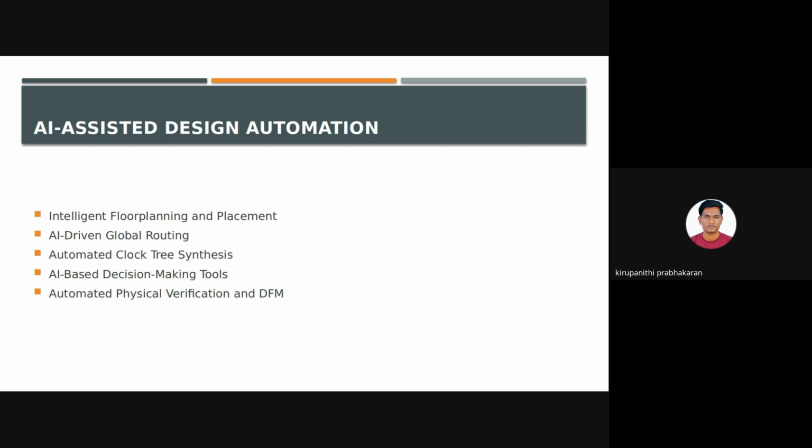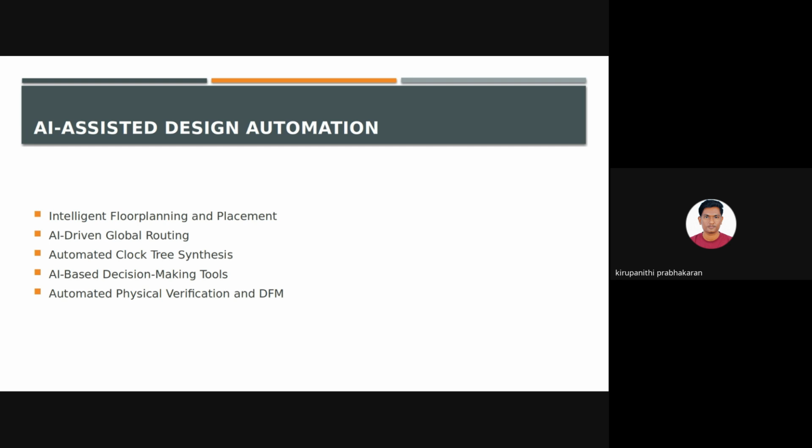AI-based decision-making tools. It involves AI-based tools that assist the engineers in making informed decisions by analyzing the complex trade-offs in real time during the design process. AI tools evaluate the design constraints and provide a recommendation for floor planning, placement, and routing. AI analyzes the power, performance, and area metrics to suggest the best optimization strategies. AI learns from the past designs to anticipate challenges and provide actionable solutions.